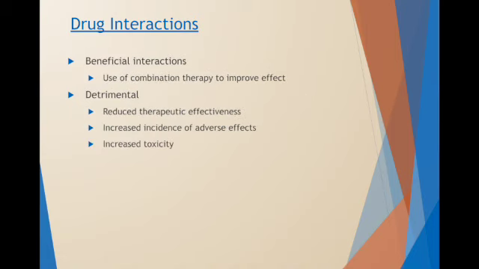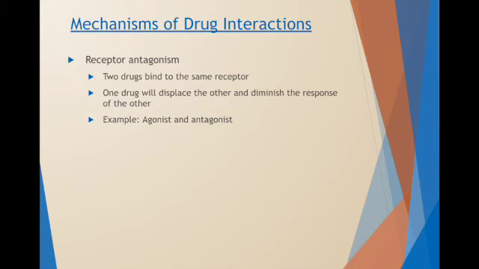And then sometimes we may actually use those interactions beneficially for their therapeutic effect, but oftentimes we're worried about it reducing the effectiveness or causing toxicity. In the case of two drugs binding to the same receptor, one drug may displace the other and diminish the response. So in this example here, they talk about an agonist and an antagonist.